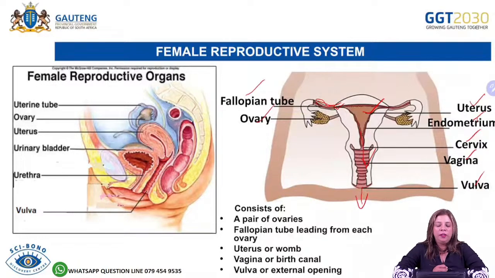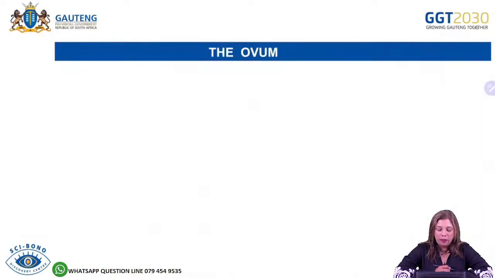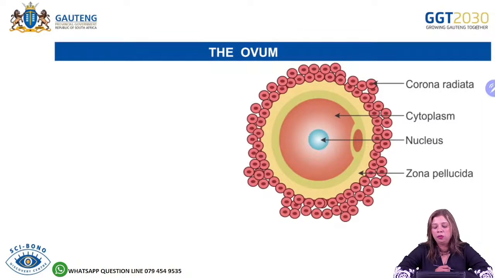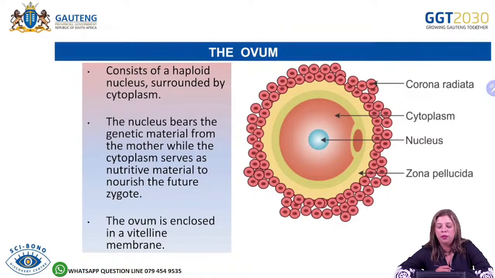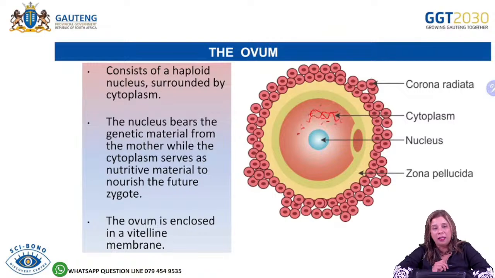Key to the female reproductive system, boys and girls, we need to know that the ovum is a structure which you need to know how to label. With regard to the ovum, you have the cytoplasm, and we know that the cytoplasm has nutrients. So this cytoplasm is going to provide nutrients for the future fertilized zygote. We've got the nucleus, which is going to provide genetic material. You need to be able to draw this diagram, label the diagram, and answer any questions which are based on this diagram.